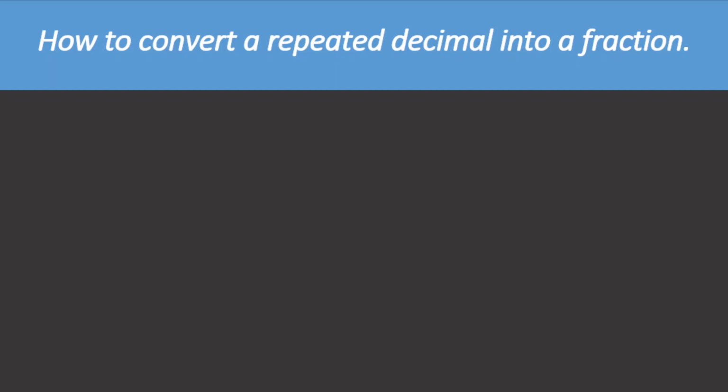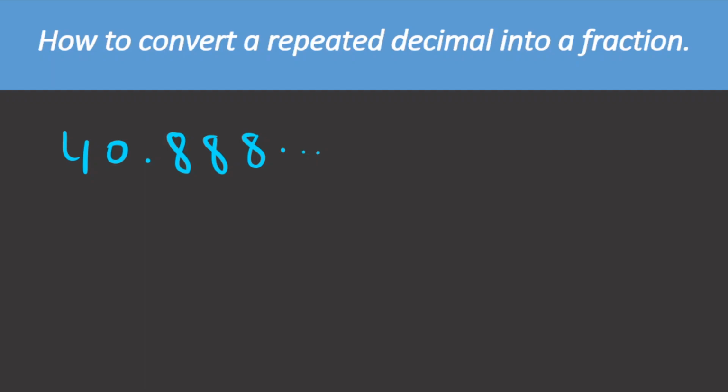How to convert a repeated decimal into a fraction. So let's give a quick example about our problem. We have a number 40.888 and it does not end. We need to convert it into a fraction because it makes our life easier.